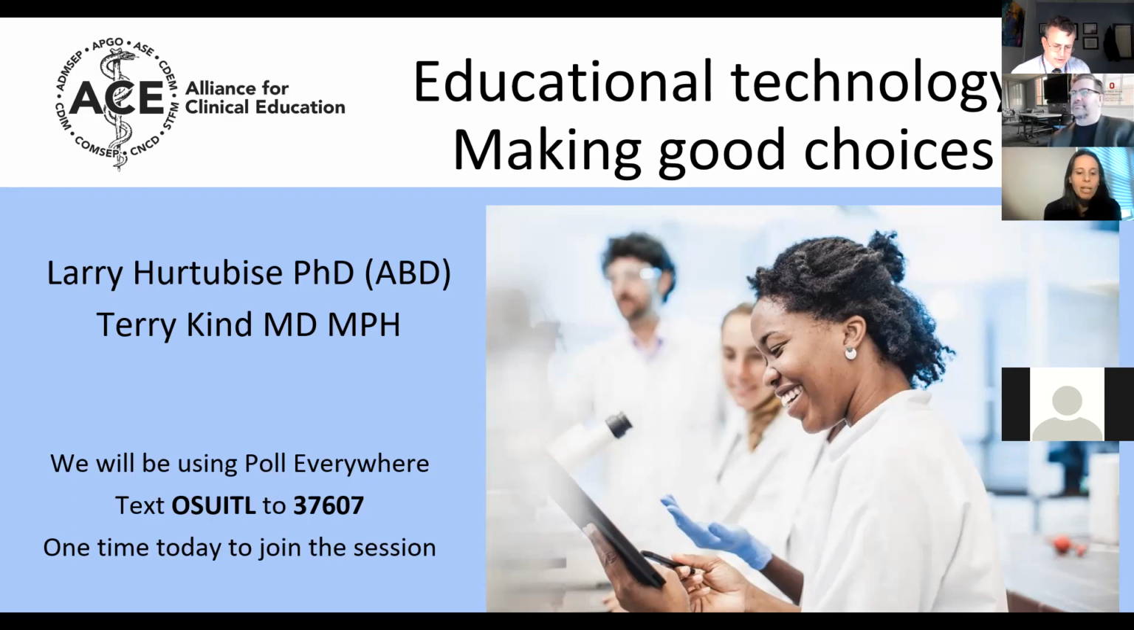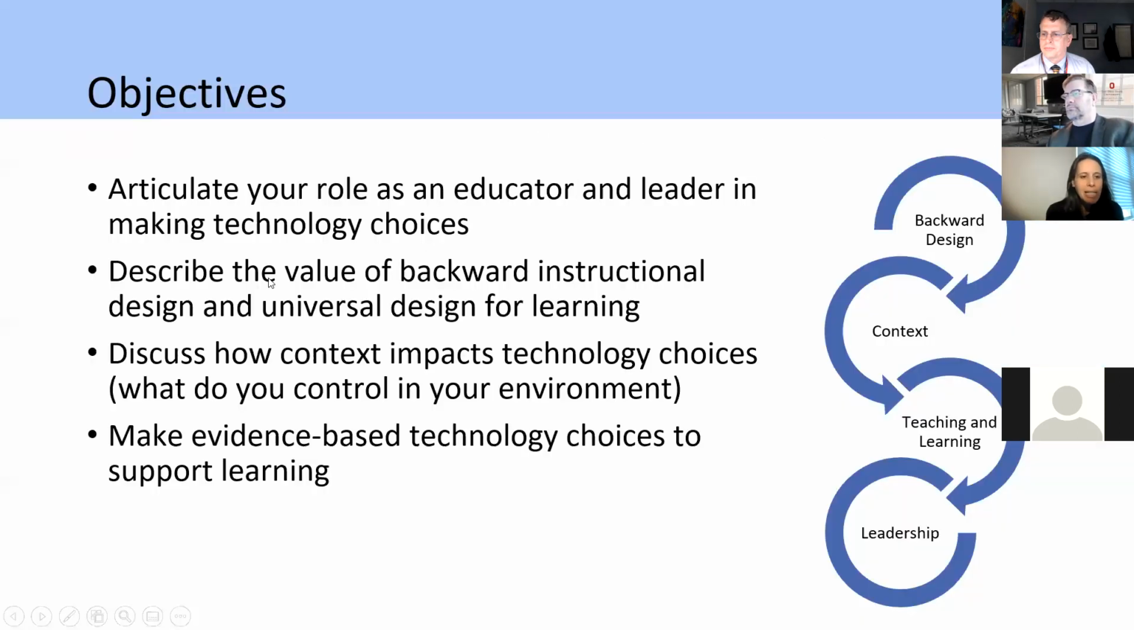So today we want to make the most of the hour taking you through these objectives. We will have you think about your role as an educator and a leader in making some technology choices. We're going to take you through backward instructional design and universal design for learning, which some of you may be familiar with or may be new to. We'll think a lot about how context impacts what technology choices you make in the setting of the learning environment, and then what you do and don't control in your educational environment will play a big role. And then we'll bring in some evidence and some of the literature in how you can make technology choices to support your learners and the learning process. And this on the right-hand slide really depicts that these concepts are very much interrelated with each other.